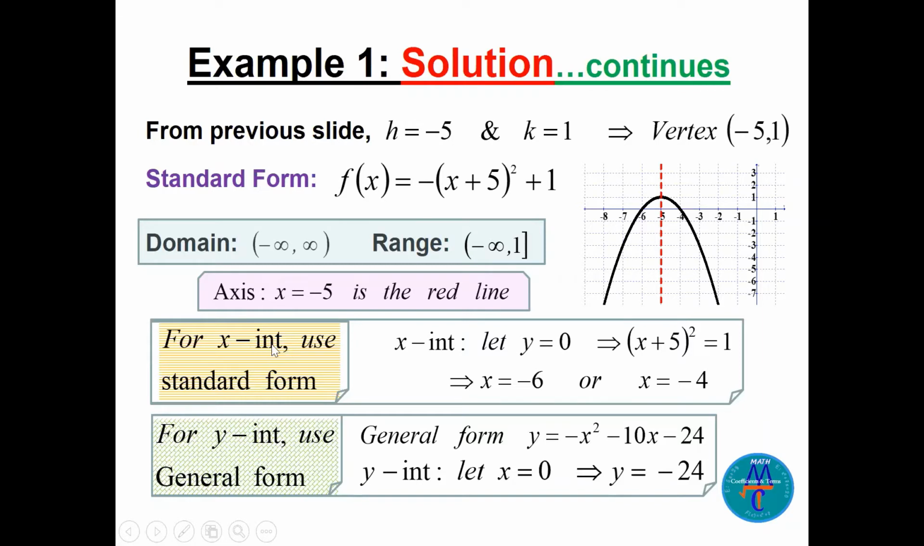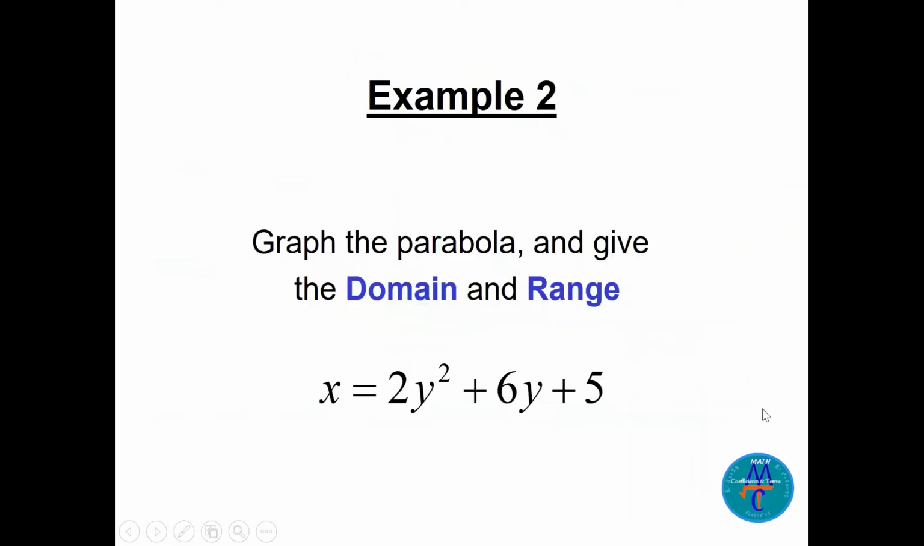Now for x-intercept, I advise you to use the standard form because it's easy. X-intercept, let y equal 0. Use the standard form here, put y 0. Then you can find x plus 5 is equal plus or minus 1. So x will be minus 6 or x will be minus 4. For y-intercept, easier, use the general form. Just replace x by 0, you get y equal minus 24. You can see that it's down, down, down here, the y-intercept.